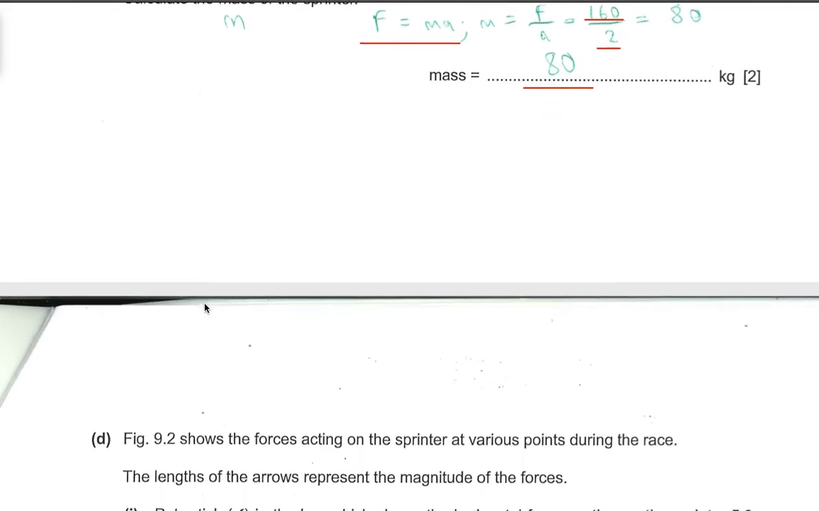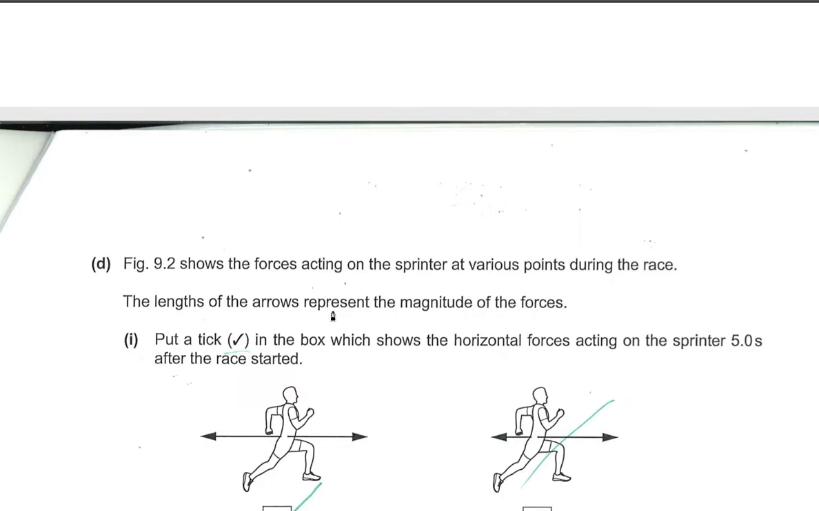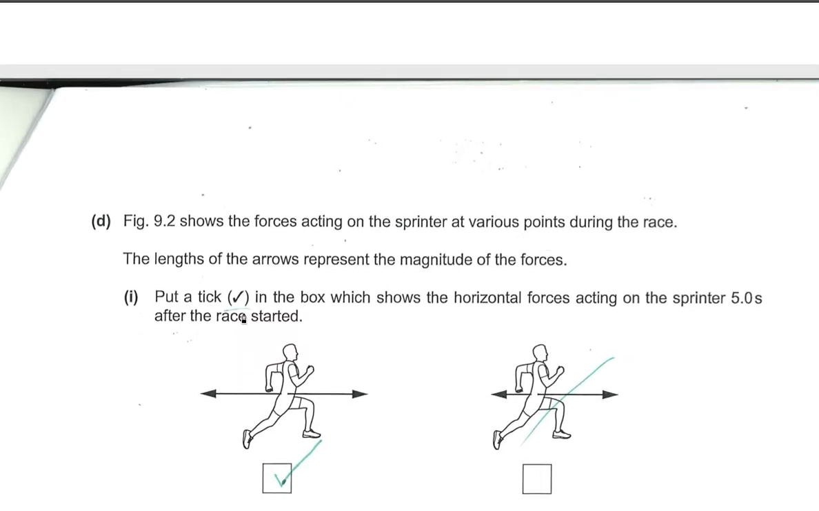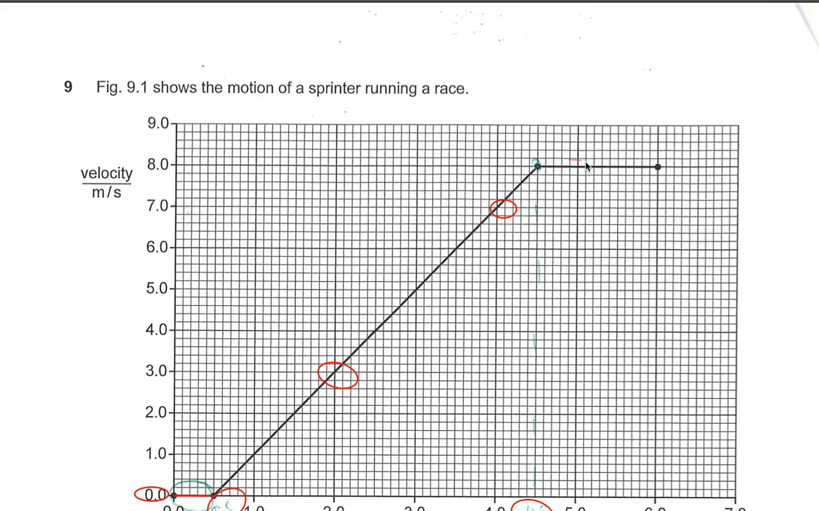We're then asked to think about the forces acting on the sprinter at various points during the race. And we're wanting to think about the horizontal forces acting at 5 seconds after the race started. So I'm just going to come back up to our graph. Think about 5 seconds. 5 seconds is here. We notice here that we've got a period of constant velocity.